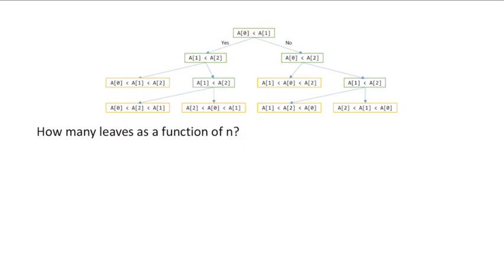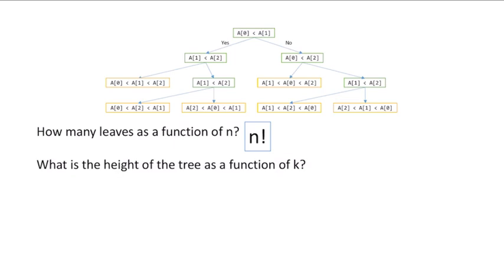Alright, so how many leaves as a function of n? You might think that's a strange question because we did just in fact answer it on the previous slide. It's n factorial. What is the height of a tree as a function of k? And again, we answered this one on the previous slide. The height is how many comparisons we had to make. So that's going to be k.